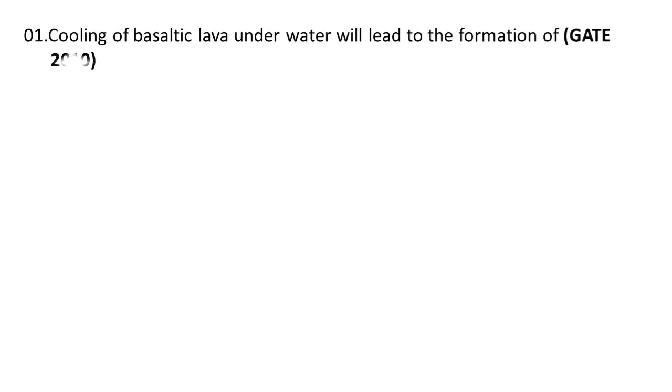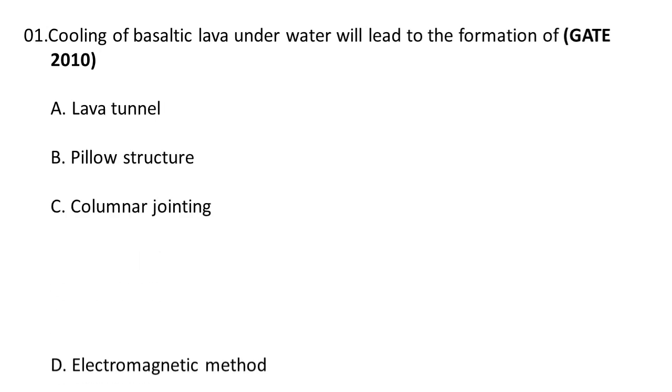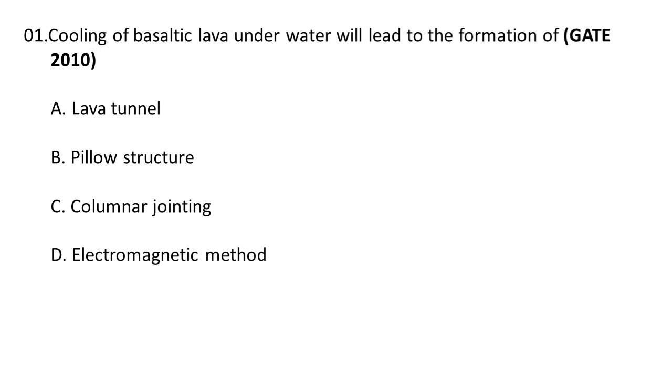Cooling of basaltic lava underwater will lead to the formation of, the choices are A. Lava tunnel, B. Pillow structure, C. Columnar jointing and D. Electromagnetic method. So the correct option is pillow structure. Cooling of basaltic lava underwater will lead to the formation of pillow basalt. Pillow basalts are a basaltic lava morphology formed when lava erupts underwater. They form when the exterior of the molten rock cools immediately when it comes in contact with the cold water. So B, pillow structure, is the correct option.